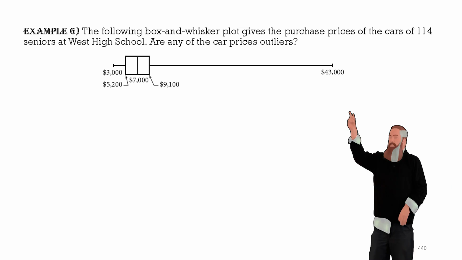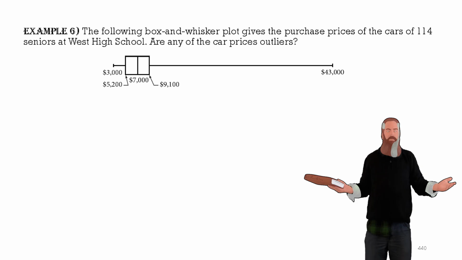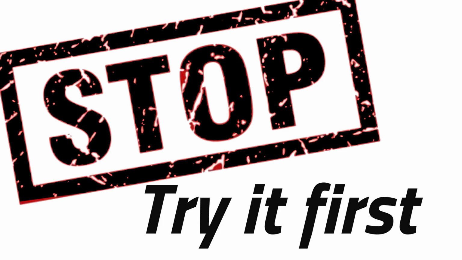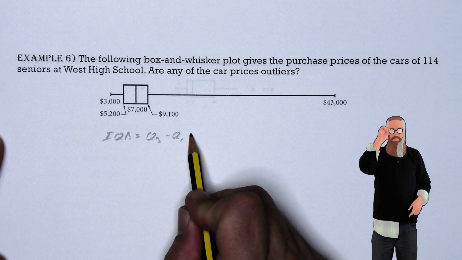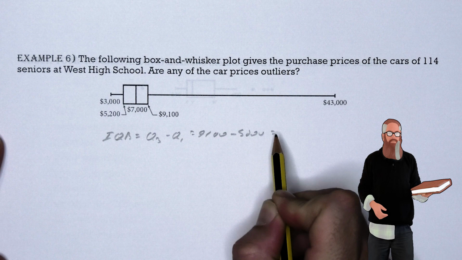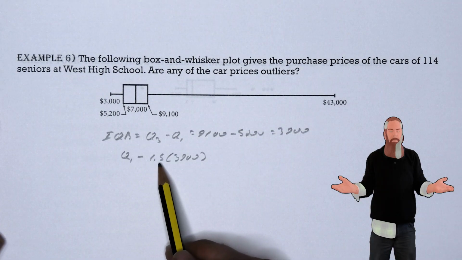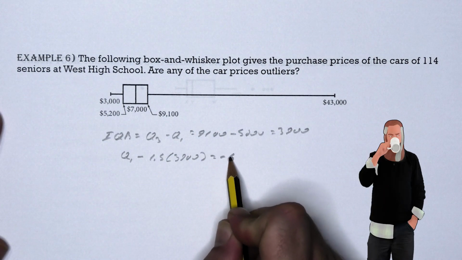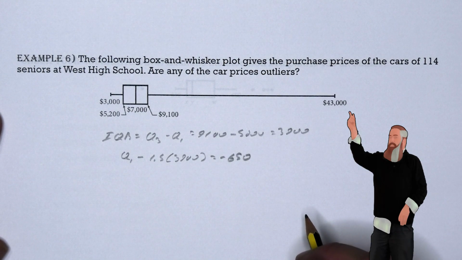The following box and whisker plot gives the purchase prices of cars of 114 seniors at West High School. Are any of the prices outliers? Well, we know that the interquartile range is Q3 minus Q1. In this case, that's 9,100 minus 5,200, which is going to give us 3,900. So the first quartile minus 1.5 times 3,900 will give us negative 650. And I doubt anybody was given $650 to take a car.